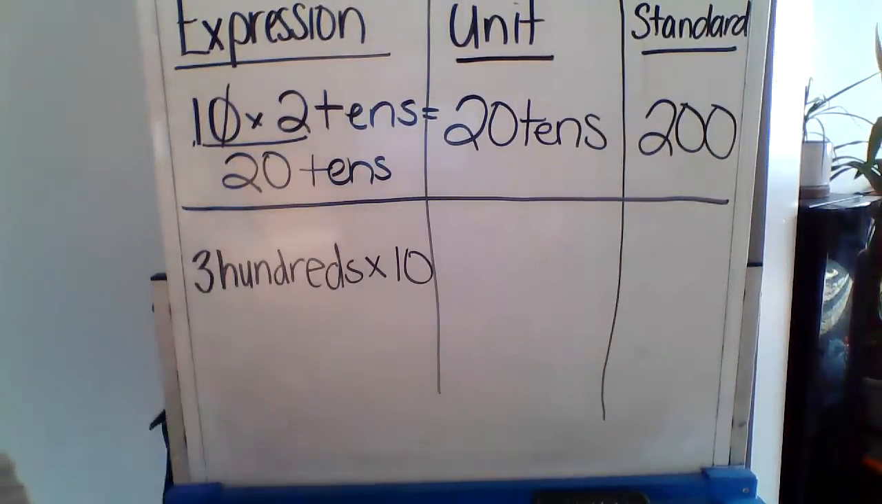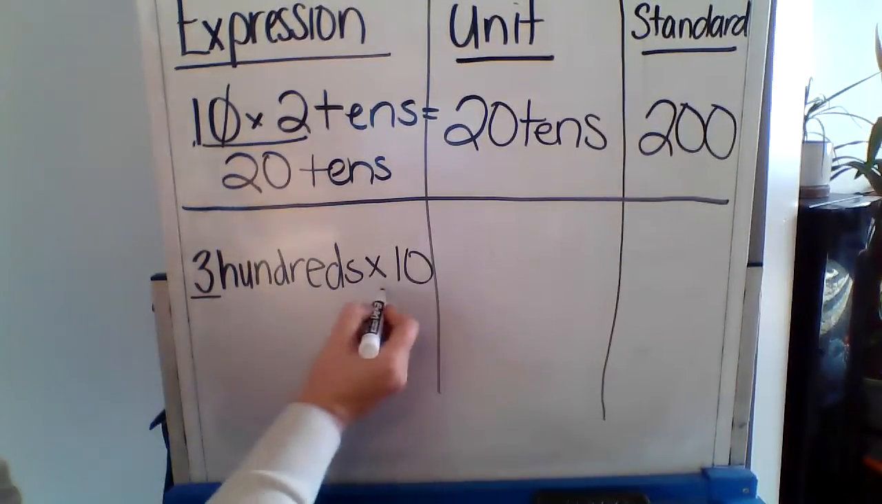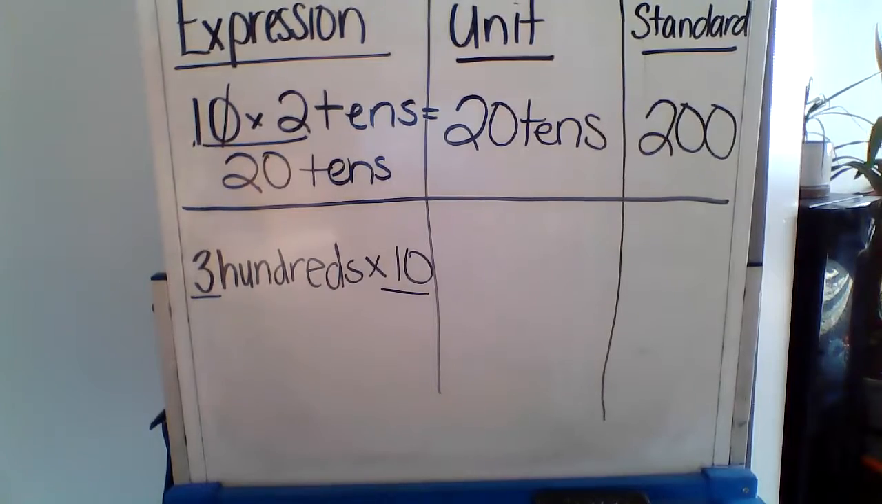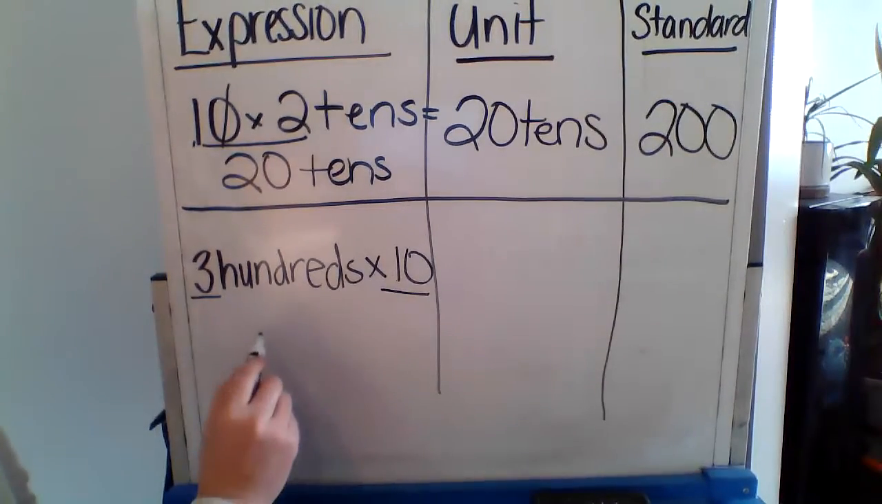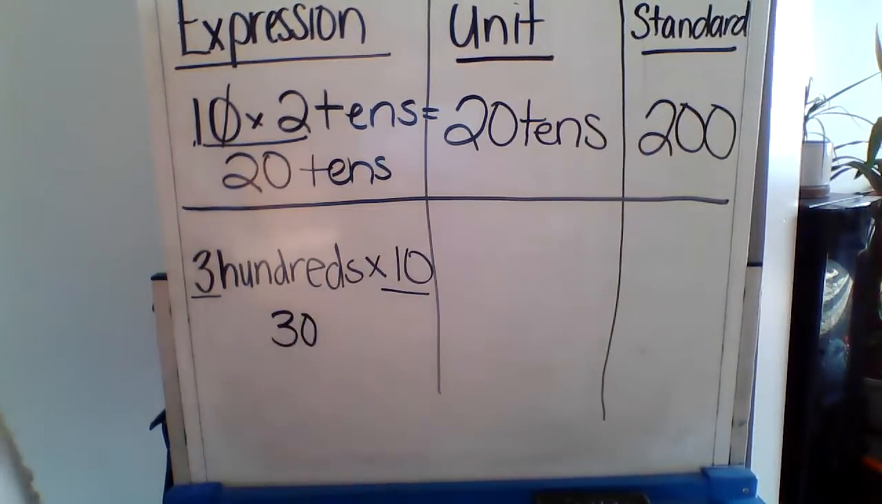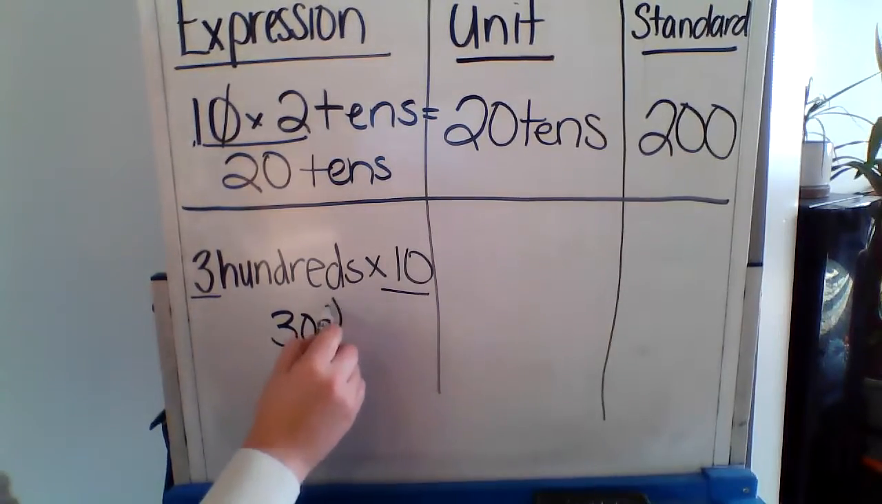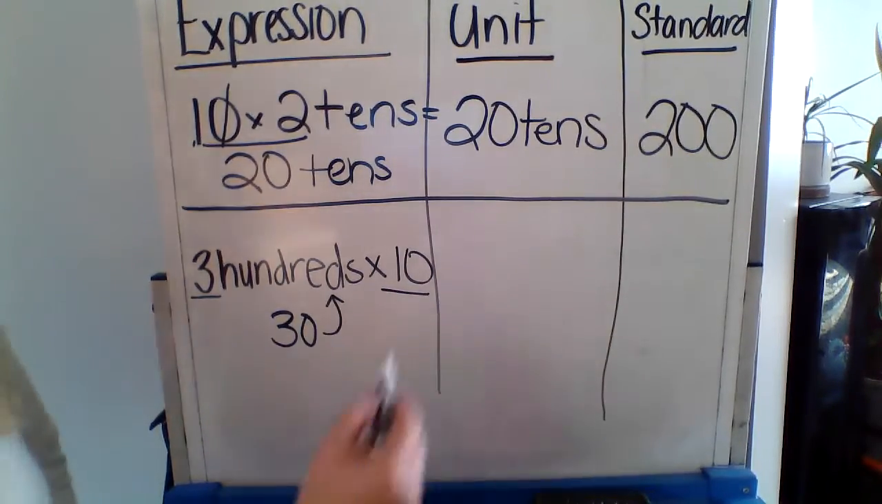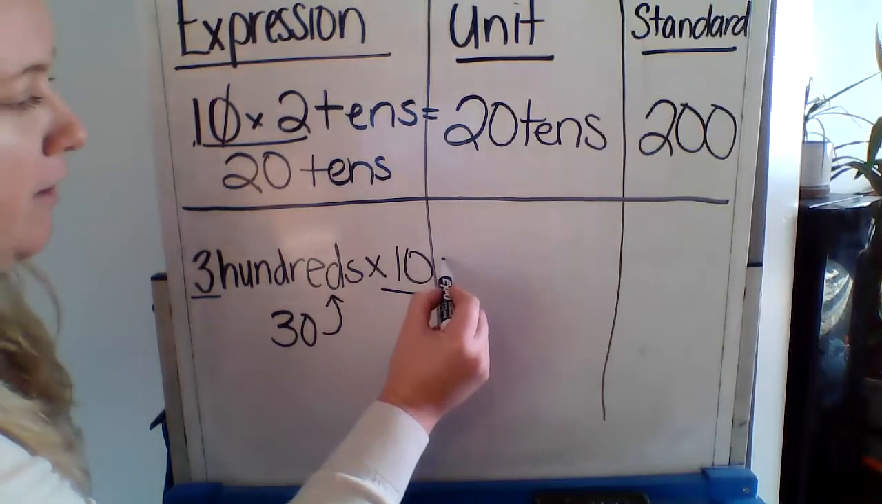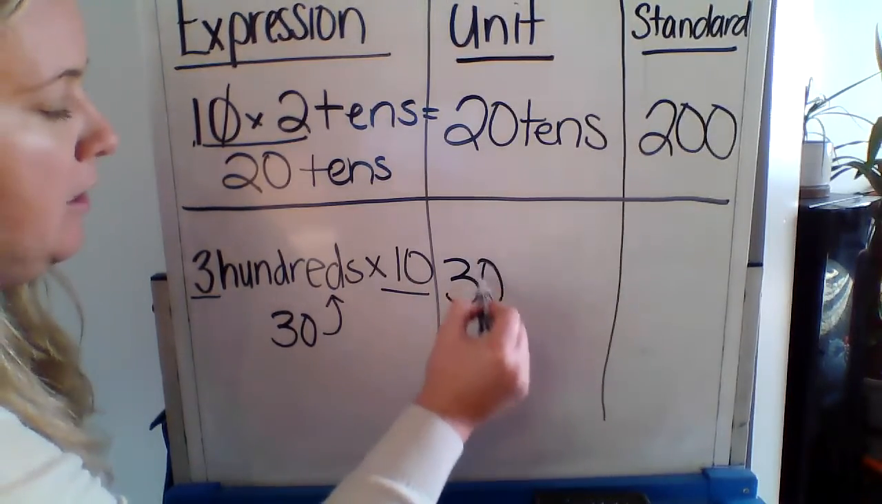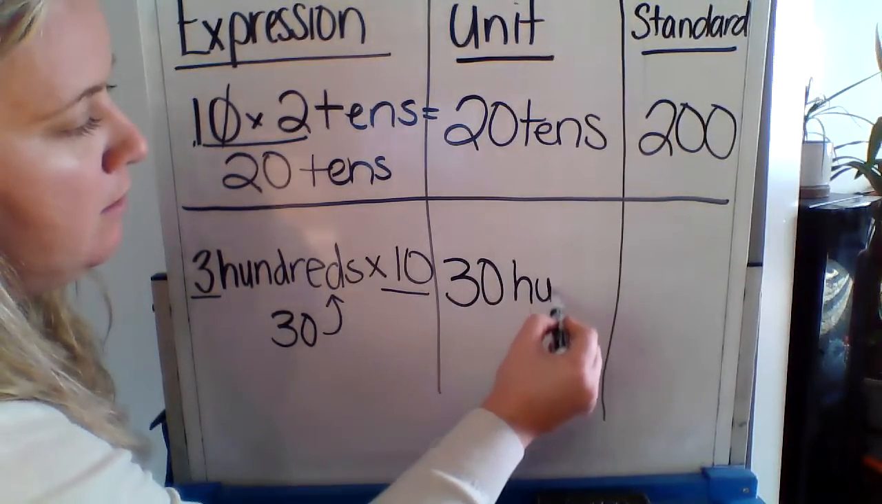Ignore the hundreds for now, and we have 3 times 10. We know 3 times 10 is 30. What's the unit that we're working in? The hundreds. So in unit form, I would write 30 hundreds.